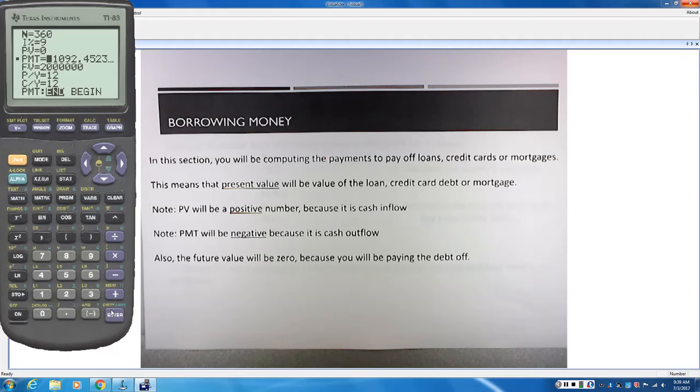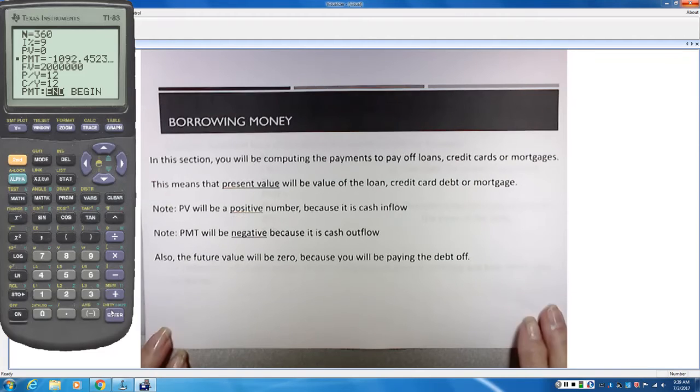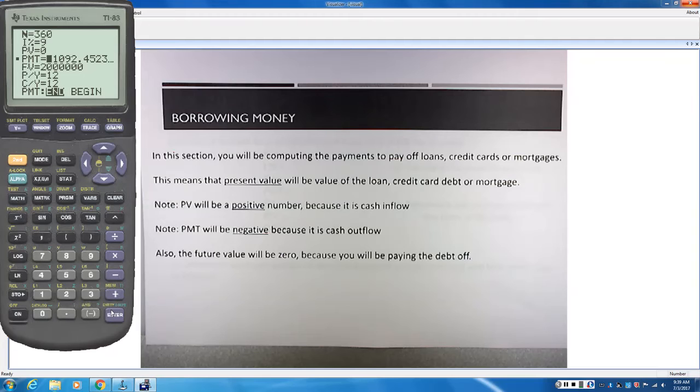And in case anybody's curious as to what TVM stands for, TVM stands for time value of money. Because those are the 3 things that you're interested in using when you're trying to solve things. So in this particular lesson, this is lesson 3.